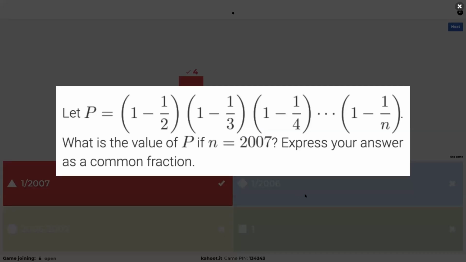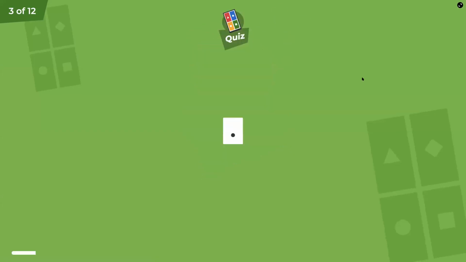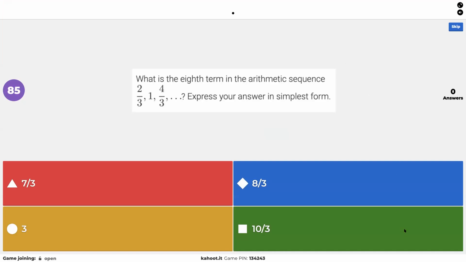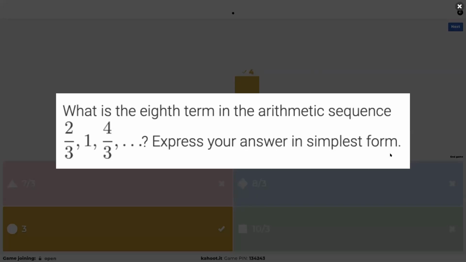Nice. Everything cancels, right? So you get 1 over 2007. Okay. Yeah, make sure that we want the 8th term, so that means we multiply 1/3 by 7 and add it to 2/3.